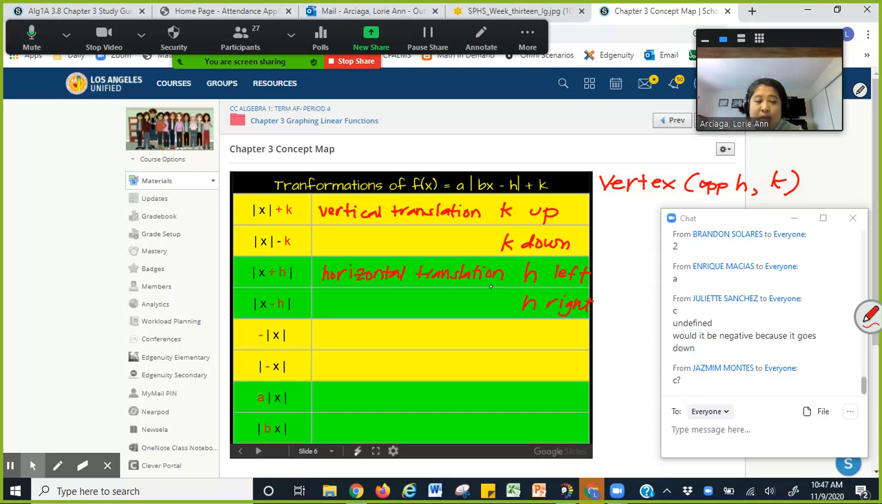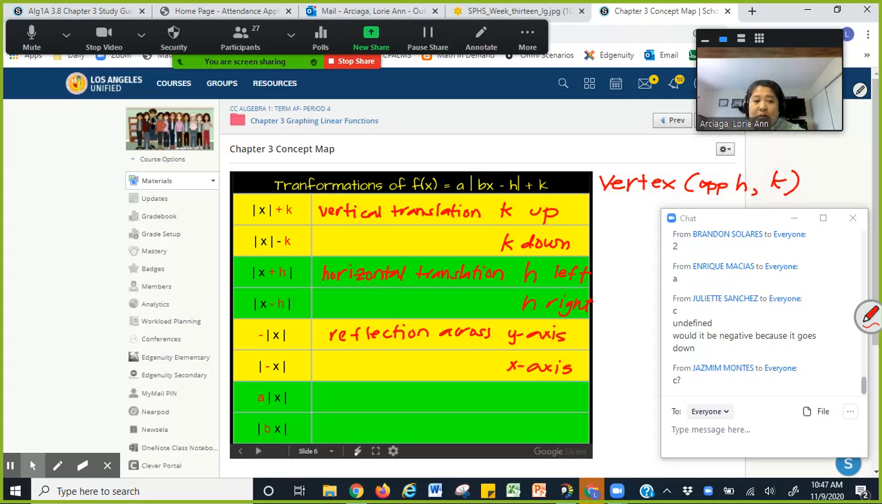And then if you multiply by a negative, I don't remember if we saw this in the graph last time, but this is reflection. Reflection across the y-axis. And this one will be reflection across the x-axis.